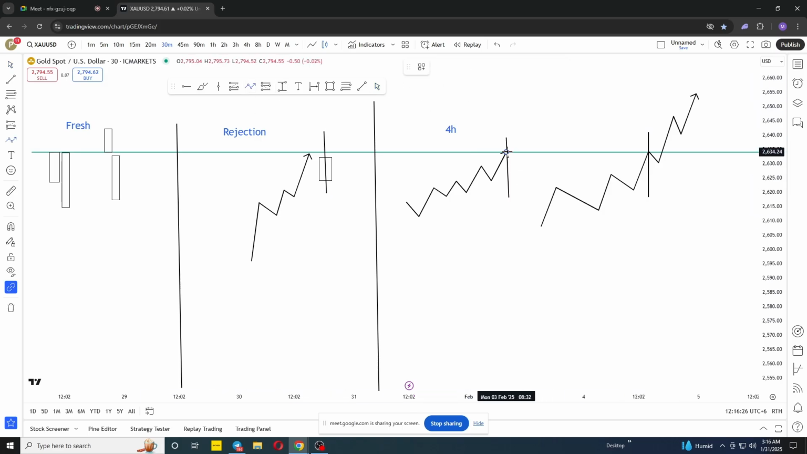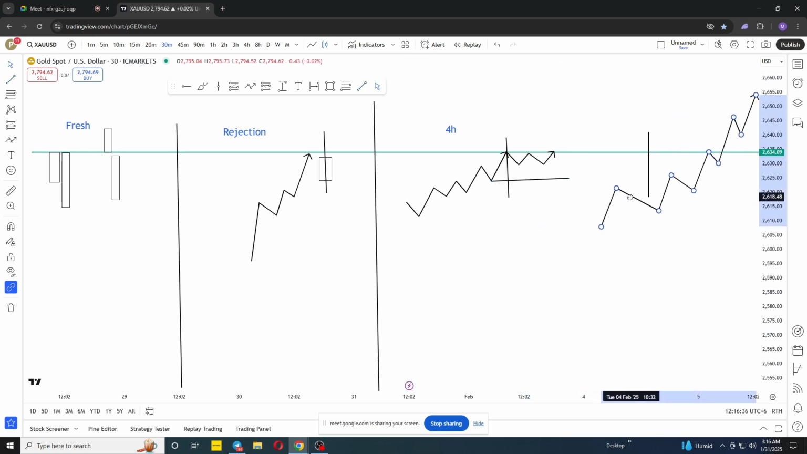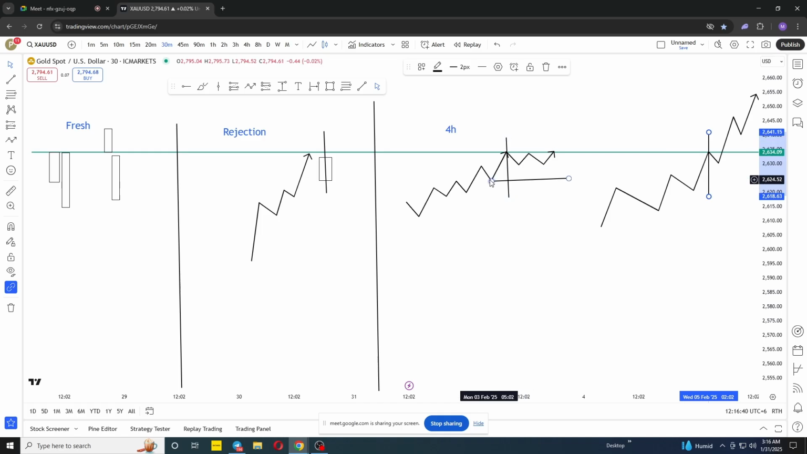It doesn't matter after the rejection, you may have some AV level. You always focus on this one, the previous level before touching it. Until it breaks with a body break, we will say our direction is still the same, bullish. You got it? So until it breaks, we're still bullish, right? Until it's not broken.